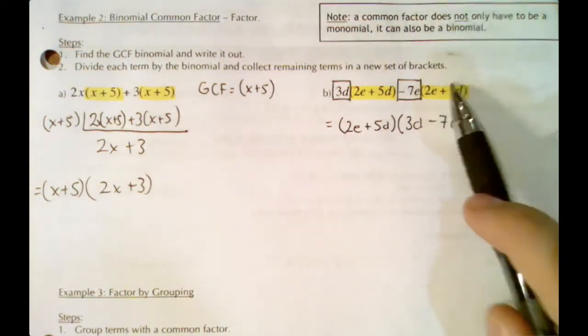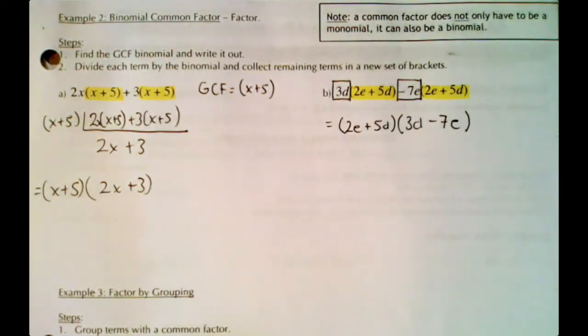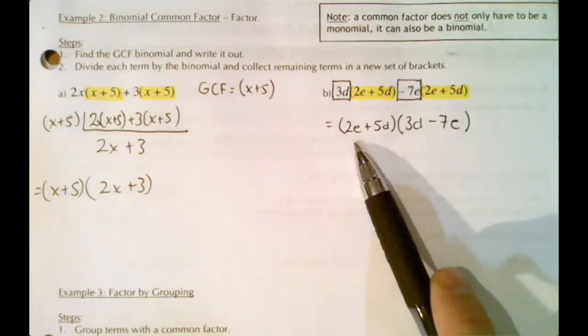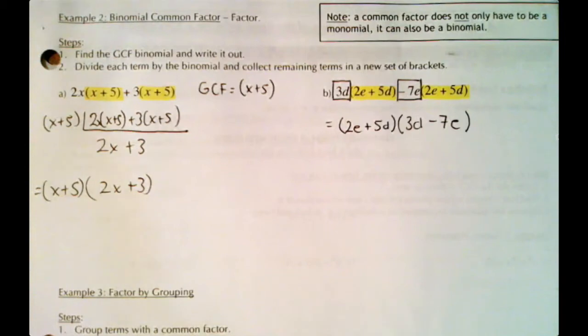And there we go. We have common factored a binomial without showing our work and in one step. And this is the point to which we want to get with our factoring. We want to be able to look at it, identify the common factor is this bracket, take it out, write it once, and then write what's left over in your second bracket.